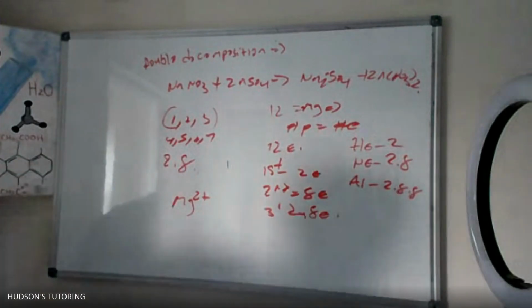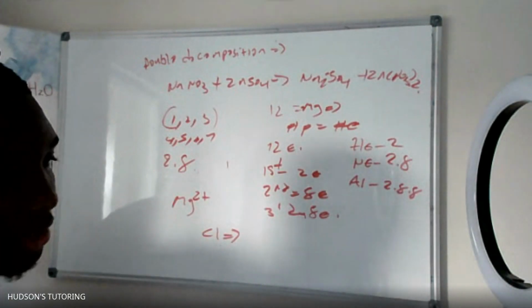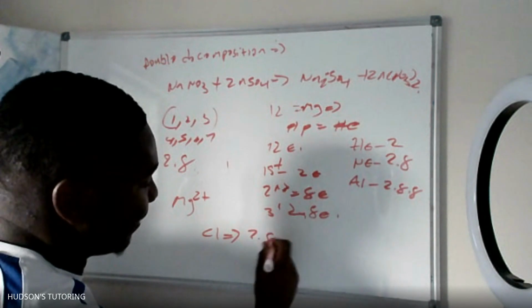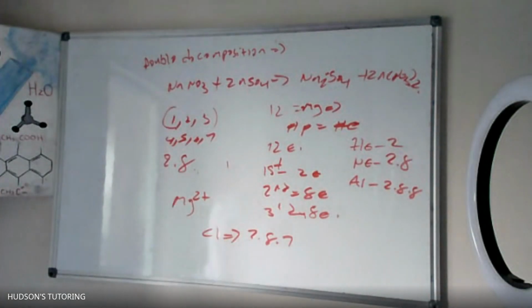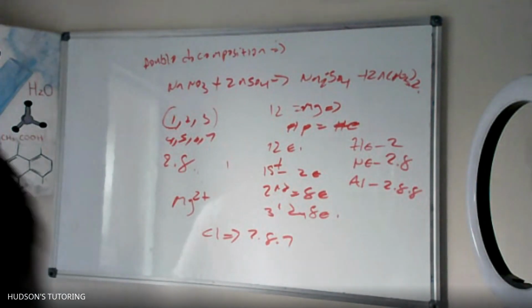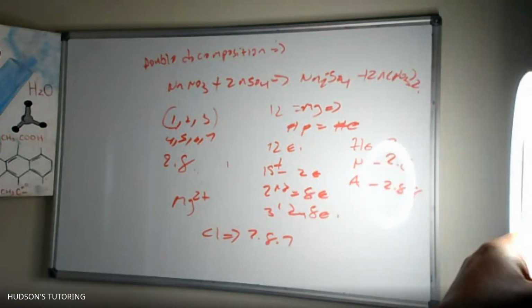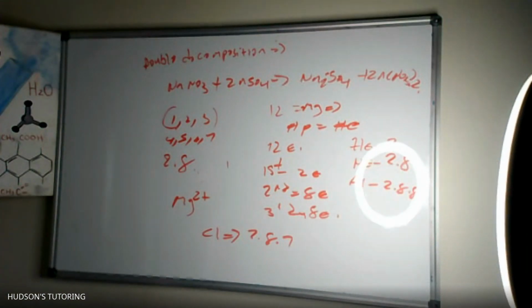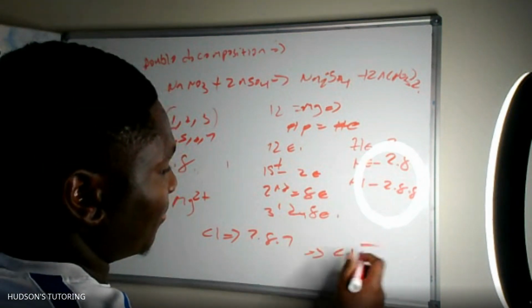Similarly, if you have something like chlorine, whose electronic configuration is 2,8,7, chlorine is a non-metal, so it will gain an electron. When you gain 1 electron, you become like argon, whose electronic configuration is 2,8,8. And hence the charge here will be Cl minus.